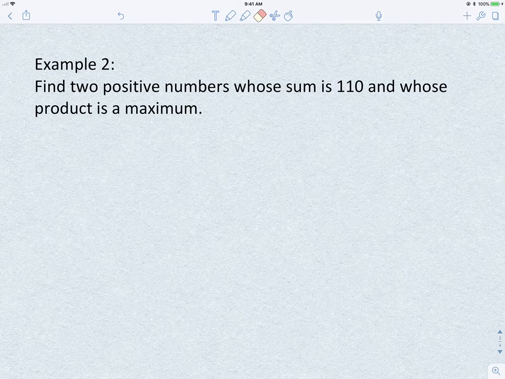The next type of optimization problem we'll look at is something like this. Find two positive numbers whose sum is 110 and whose product is a maximum. So the product of these two numbers, I'll call them x and y, is a maximum. So that's the thing that I want to maximize.